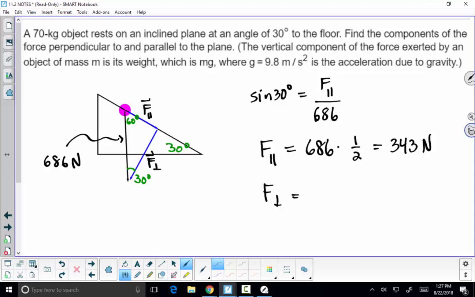So F perp, instead of 686 times sine of 30, it's going to be 686 times cosine of 30. And cosine of 30 is root 3 over 2. So this is going to be 343 root 3 newtons. Of course, you could have also used the 60. If you use the 60 to get the parallel, you would use cosine of 60. And if you use the 60 to get the perpendicular, you would use sine of 60. So it doesn't matter. Those are co-functions. Sine of 30, cosine of 60, same. Sine of 60, cosine of 30, same.